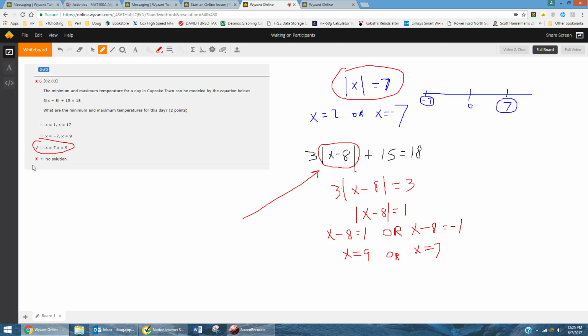I would be curious to understand what process you went through to decide on no solution. And this is where it's going to be helpful for us to meet face to face so that I can see what kind of work you're doing to end up with incorrect solutions.